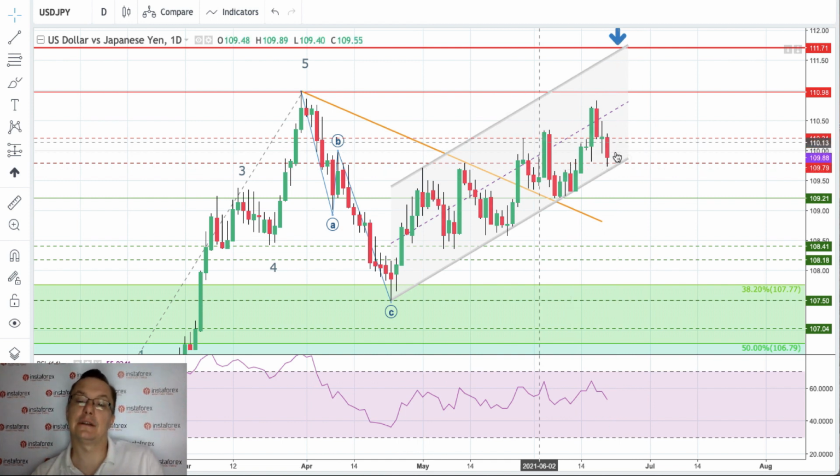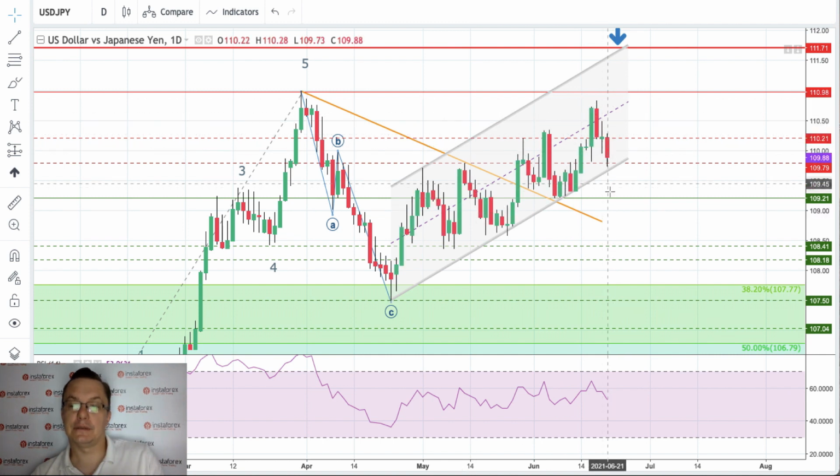The bears are still counter-attacking the bulls, so one day or another, when this move is completed, we should expect another wave to the downside.